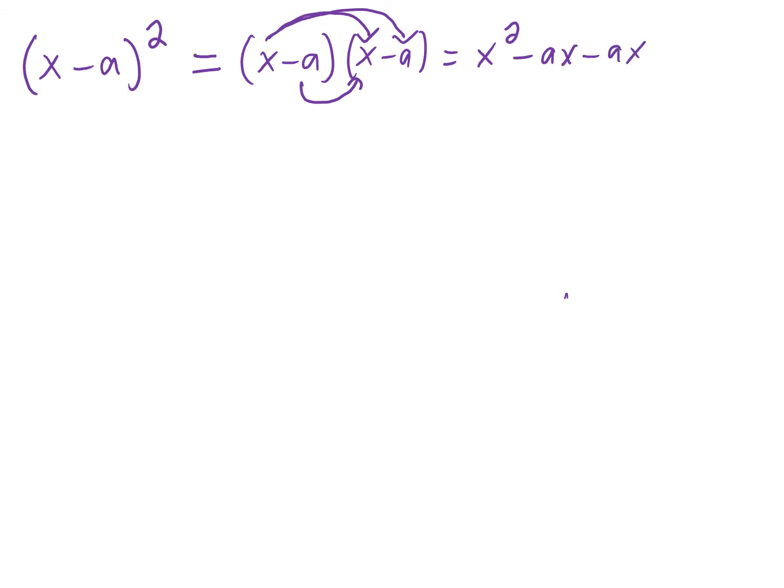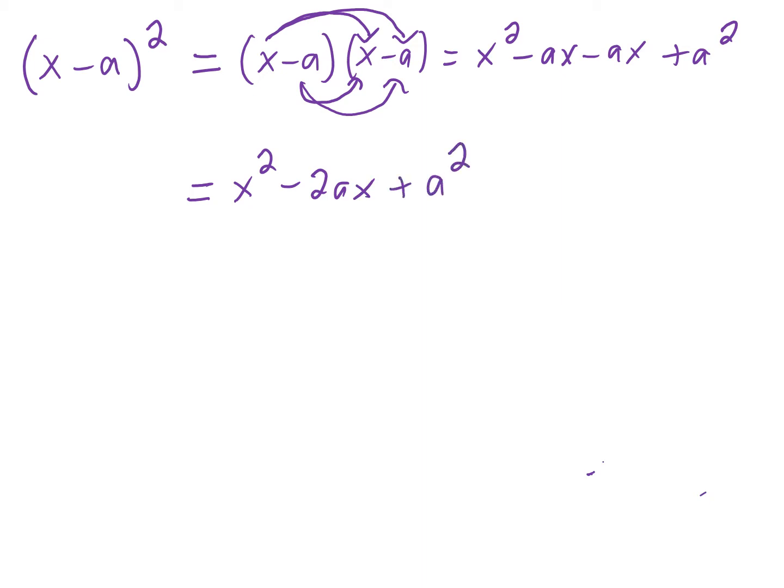And then you multiply the minus a with the minus a. Since they're both minus, you're going to get a positive. So it's plus a squared. Be careful, the ax's in the middle do not cancel. They both have negative 1s in front of them. So when you combine them, you're going to get a negative 2. So it becomes x squared minus 2ax plus a squared.